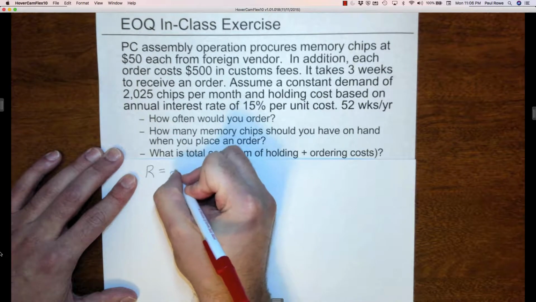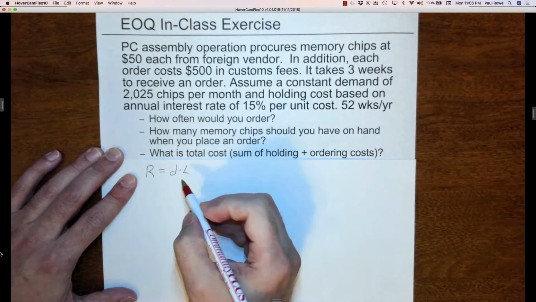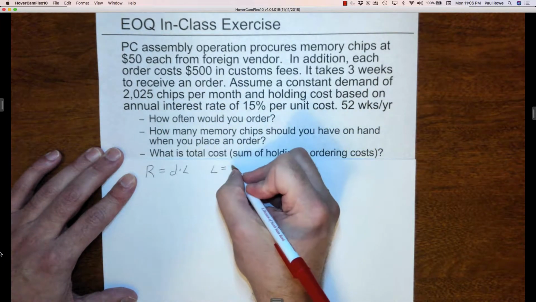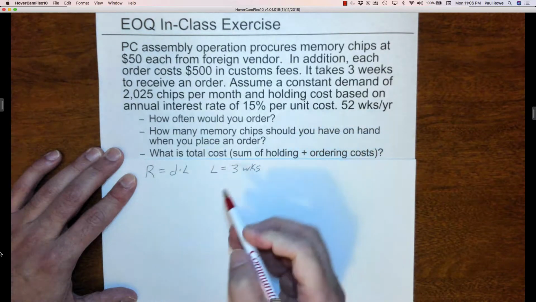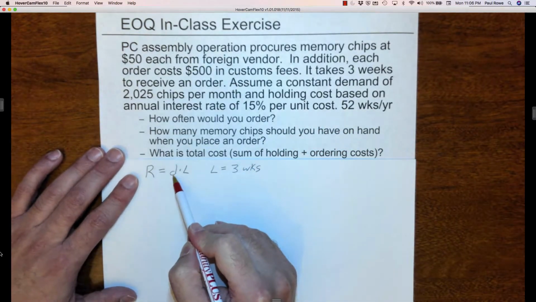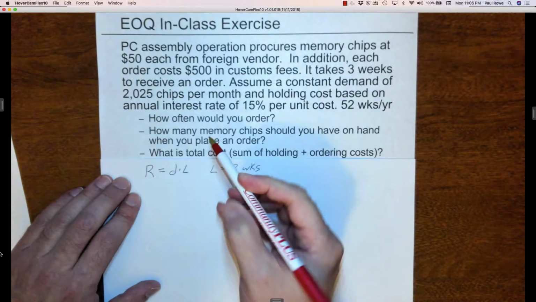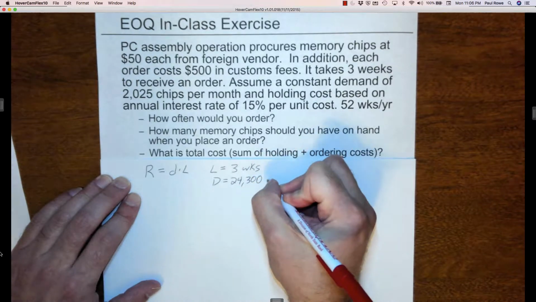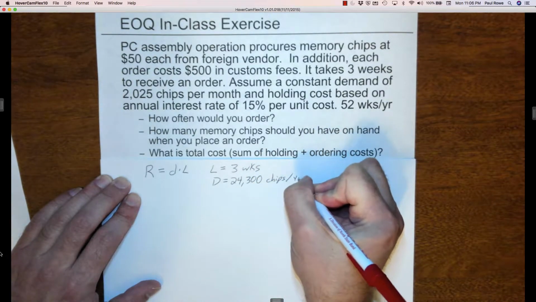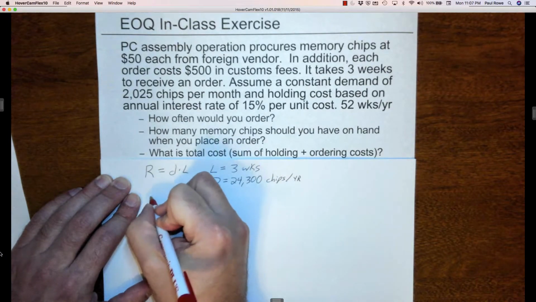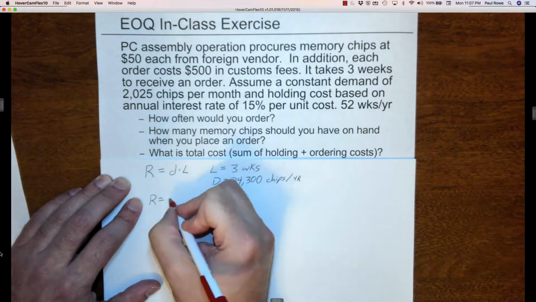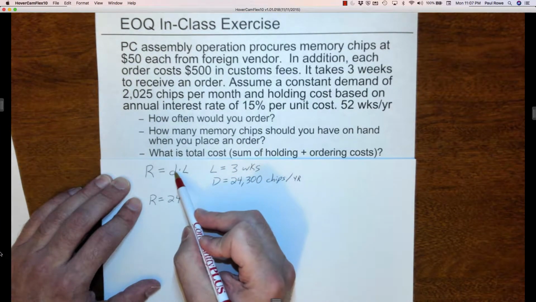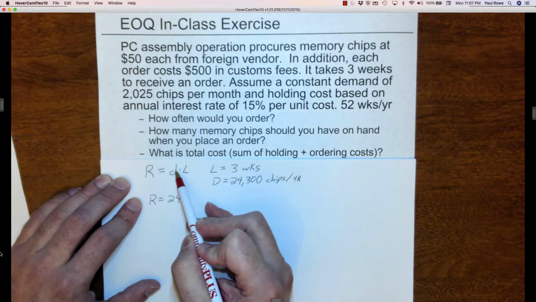Our reorder point formula is D times L. So, do we know L? Yes. It takes 3 weeks to receive an order. So, 3 weeks is our lead time. And so for D, we know that we had our annualized demand as 24,300 chips per year. So if I go ahead and plug those values in, my demand 24,300, and the reason for the little d, that little d doesn't necessarily have to be annualized. But what do we know that we need to do?